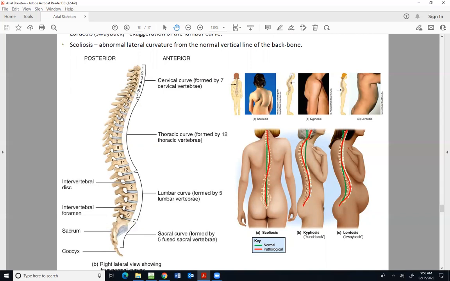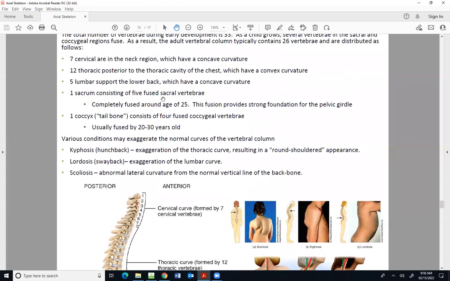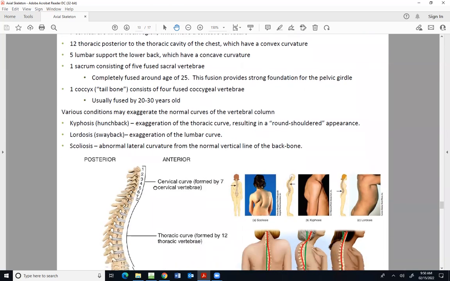And as you go from C1 all the way down to L5, we just progressively get bigger. That's because L5 has to be the strongest. The bigger it is, the stronger it is, so it supports the most body weight. Now, the sacrum is bigger than L5, but the sacrum is kind of cheating, so we don't classify it the same way. I say it's cheating because it's actually 5 fused sacral vertebrae. So it originates as 5 separate ones. Generally, it completely fuses around the age of 25, which provides a great strong foundation for our pelvic girdle.